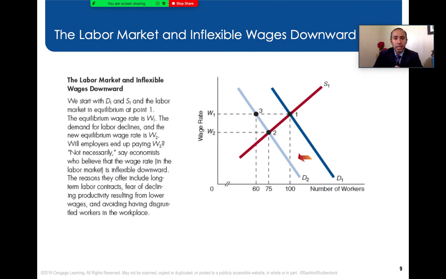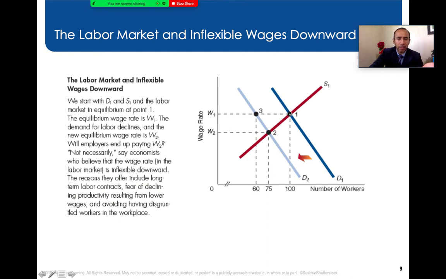Within this model, we have the following labor market, represented by wages on the vertical axis and the number of workers on the horizontal axis, the supply of labor and the demand for labor by firms. We're going to start with the demand for labor, D1, at equilibrium 1, the supply of labor, S1, and the wage of labor at wage number 1.